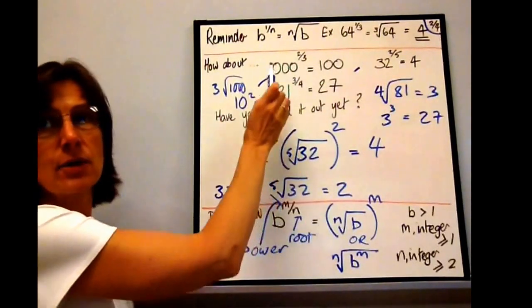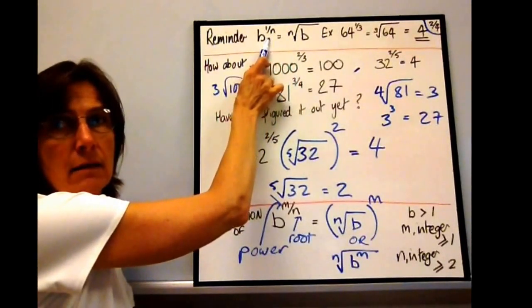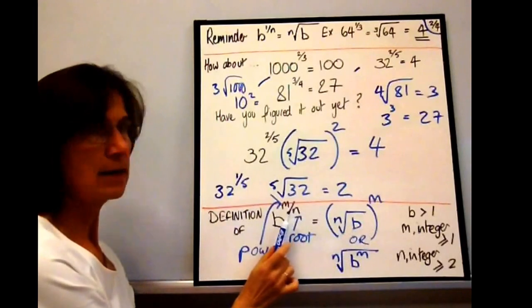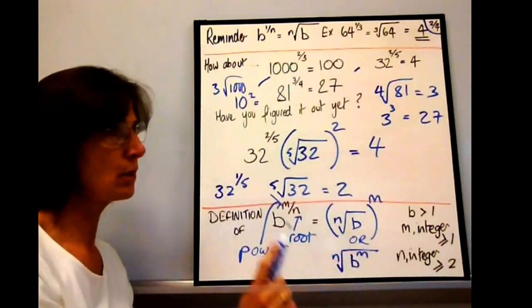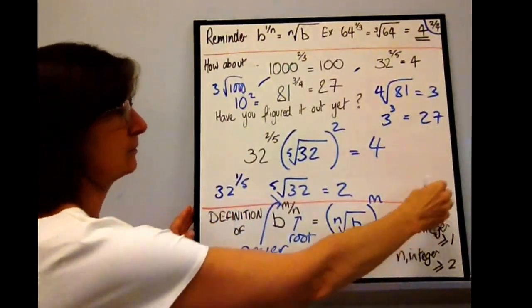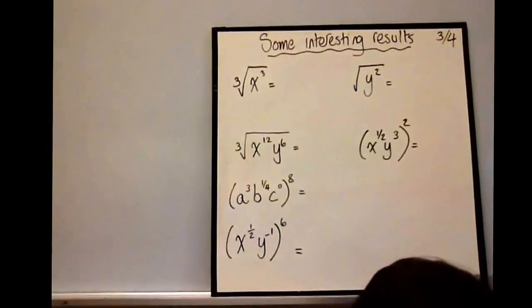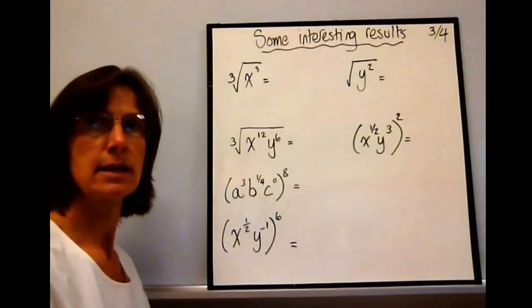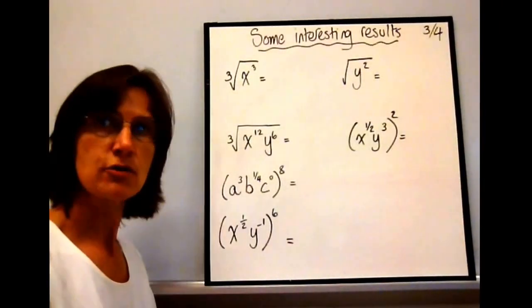So we know how to take the 1 over n power, and we know how to take an m over n power. And at the end there'll be some practice questions, but you'll have these notes in front of you. And they're kind of cute to do. Then, this is the 3rd root of 4. Some interesting results from using this.